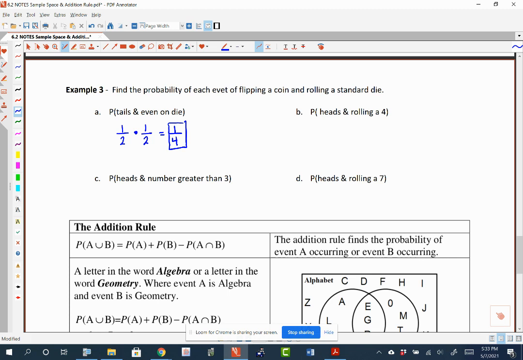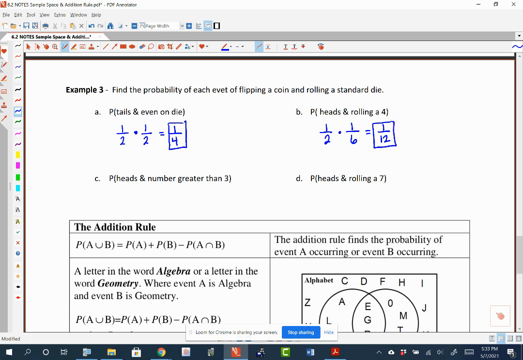Let's look at B. The probability of heads and rolling a 4. So again, heads is the same as tails. We have a 1 in 2 chance. But rolling a 4, there's only 1 4 on a 6-sided dice. So we have a 1 in 12 chance of getting a heads and rolling a 4.